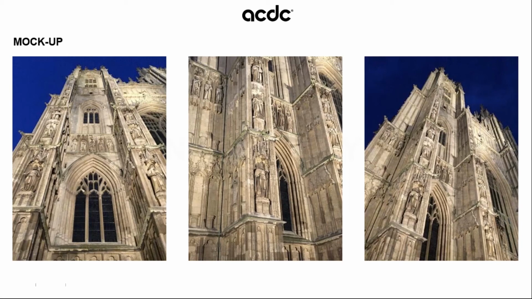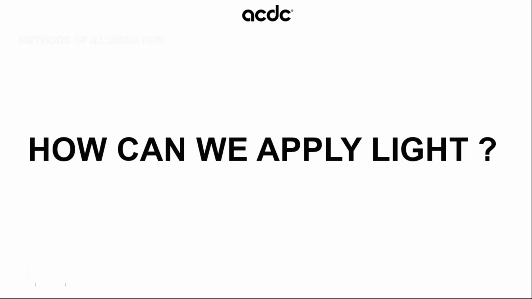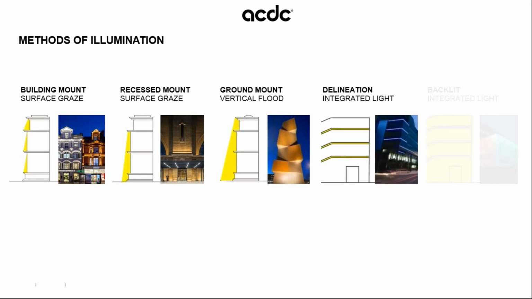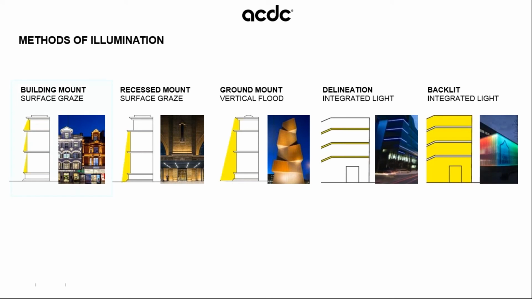So how can we apply light? For us and for this webinar, we'll focus on 5 methods: building mount, recessed, ground mount, integrated light, and backlighting. So what I really want to emphasize is that this is not prescriptive, you must do this and you must do that. This is really about how we build up those layers. How do we make sure that this building or series of buildings come to life by using different layers of light? First of all, let's focus on building mount.